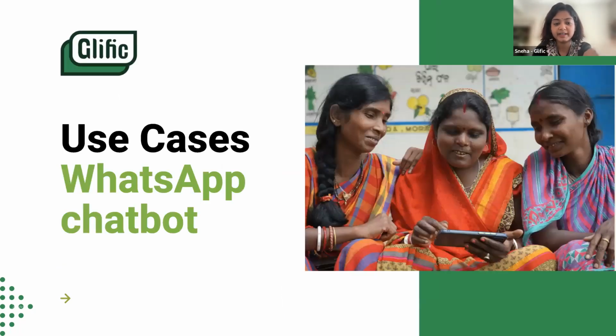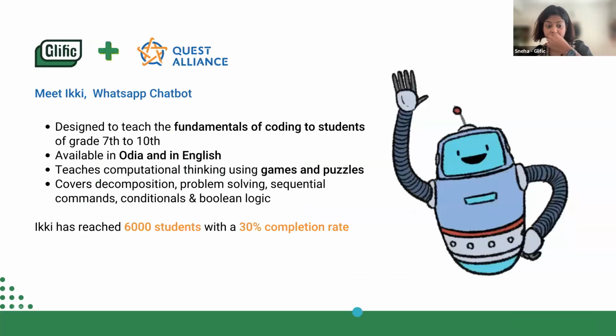Okay, so let's just talk more about some of our chatbot use cases. I'm going to start by talking about Quest Alliance. Quest Alliance basically fosters 21st century skills among young people, and they have developed this bot, Iki. This WhatsApp chatbot is designed to teach fundamental coding to students, and it's available in 2 languages, Odia and English.